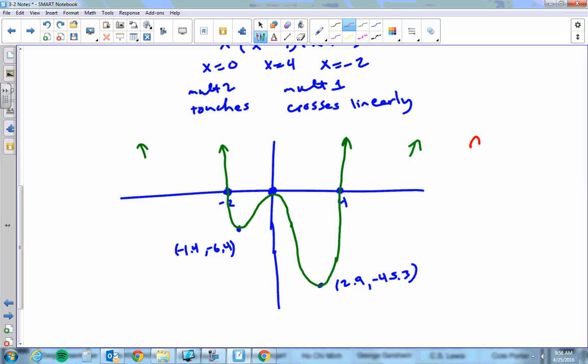Then here, the domain is easy. It's all real numbers. And it's always going to be all real numbers for polynomials. The range, we can only do because they gave us the turning points. The minimum y value is right here, yes?